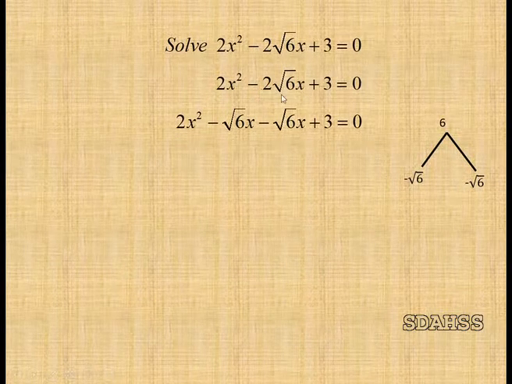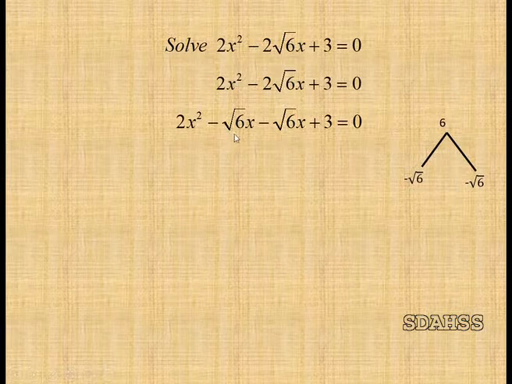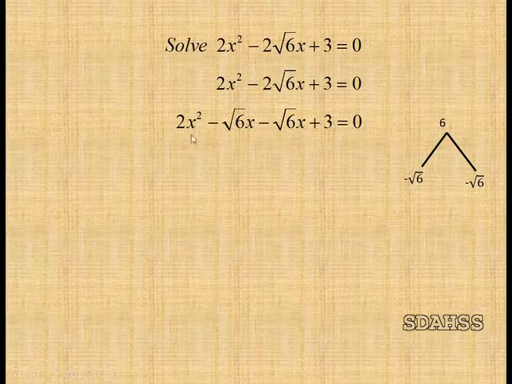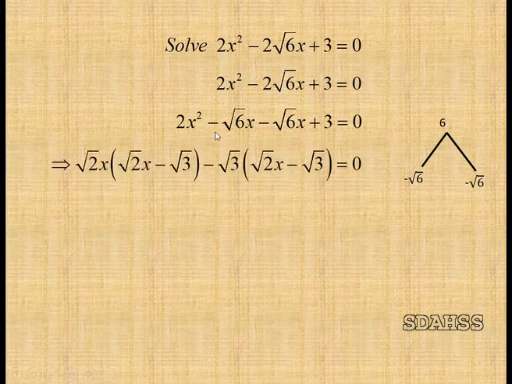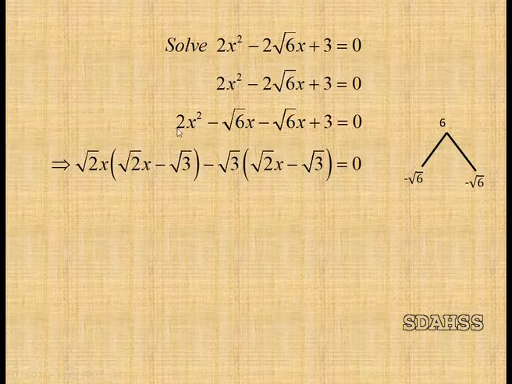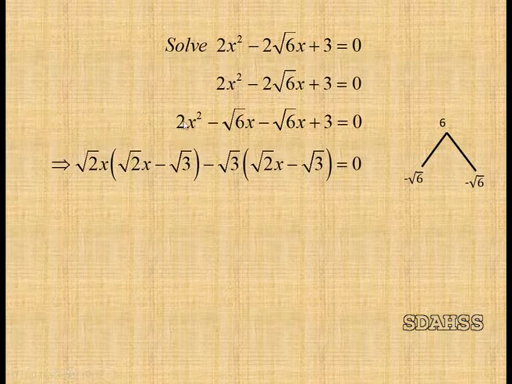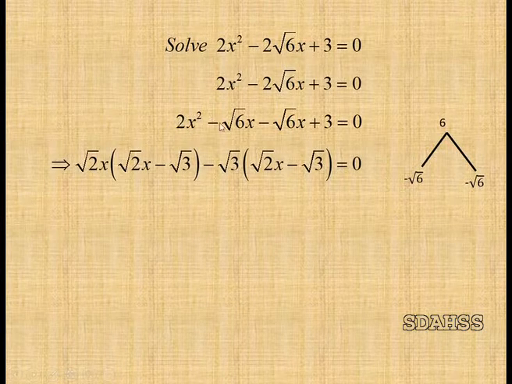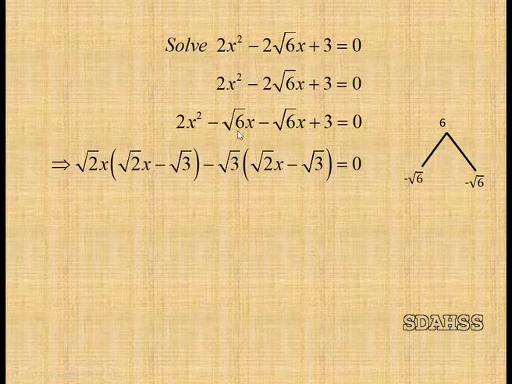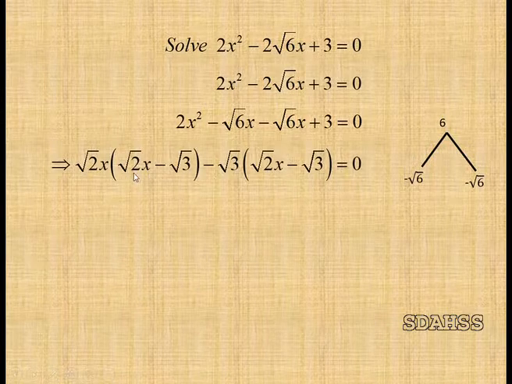In the place of −2√6x, you have to write −√6x − √6x + 3 = 0. Here, consider the first two terms. √2 is common. 2 can be written as √2 into √2, and √6 can be written as √2 into √3. So √2x is common. Take it outside, and you have remaining √2x − √3.